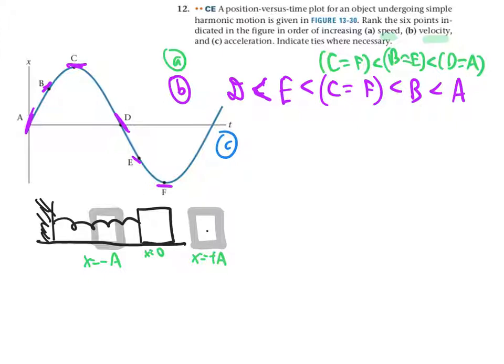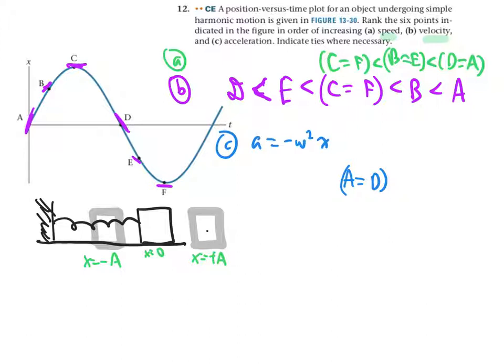And then part C is based on the fact that a is minus omega squared x. So a is just the opposite of whatever x is doing. So here we can see that A and D are going to be the same because they're both at x equals 0, so they have a force of 0.